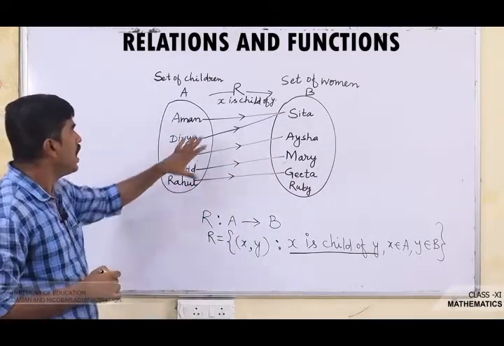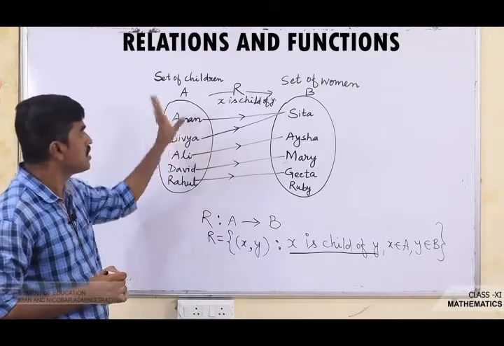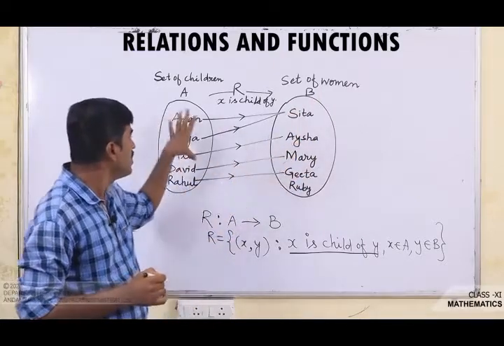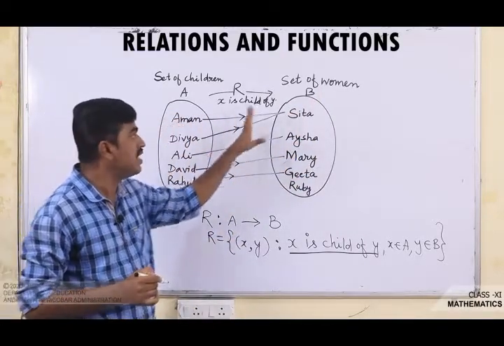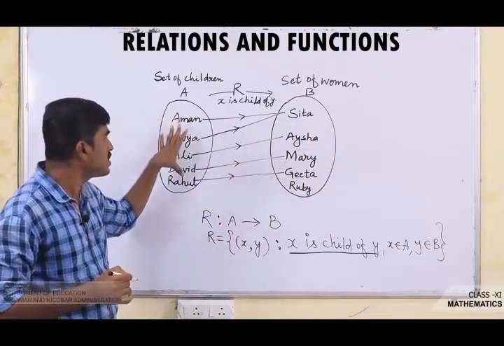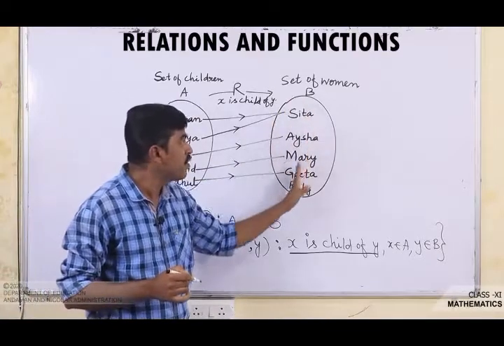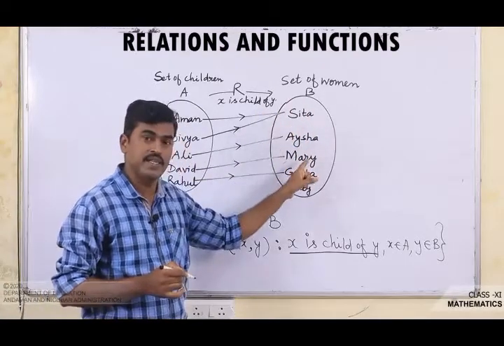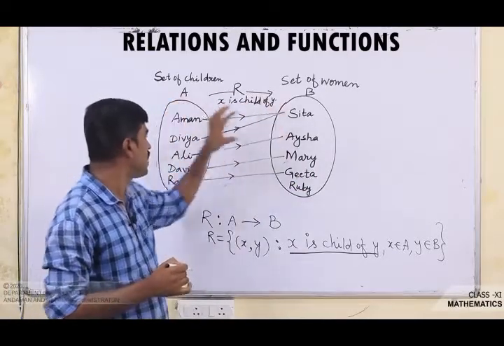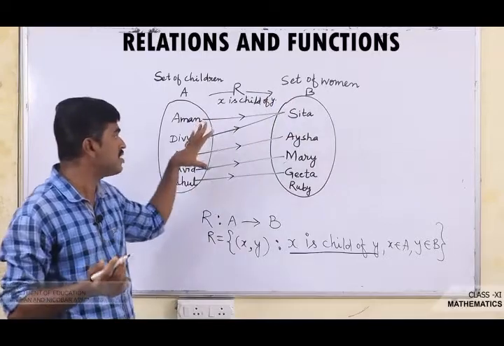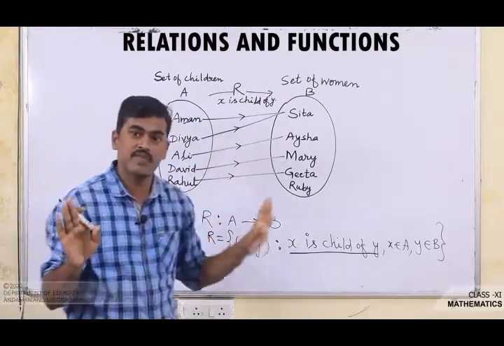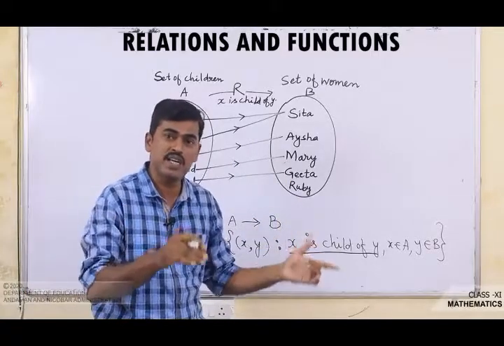You see, every child here is a child of some woman here, and every child has a unique mother in this set. So every child is related to only one mother here. That means x is child of y. So Aman is child of Sita, Divya is also child of Sita. That doesn't matter. Here every child has only one mother, as we all know.